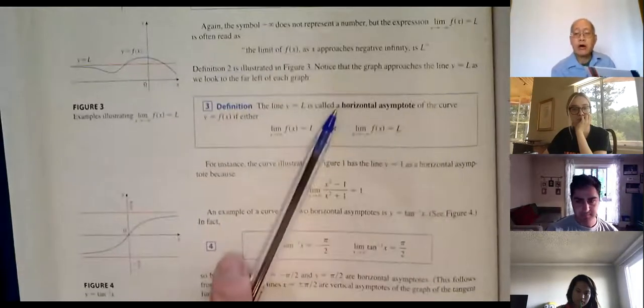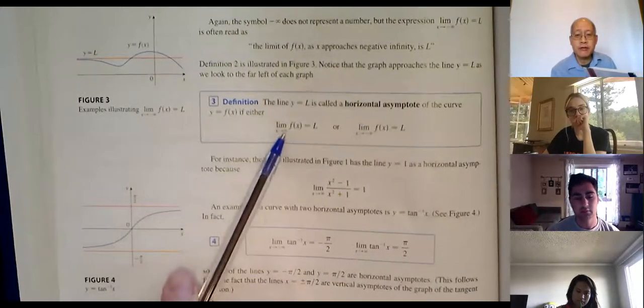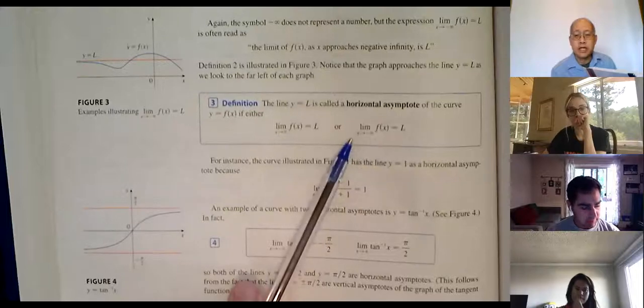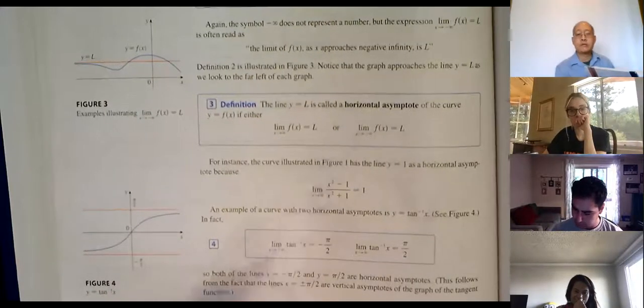All right, so we have a horizontal asymptote. If either limit as x approaches infinity of f of x equals L, or limit as x approaches negative infinity of f of x equals L, we have a horizontal asymptote.